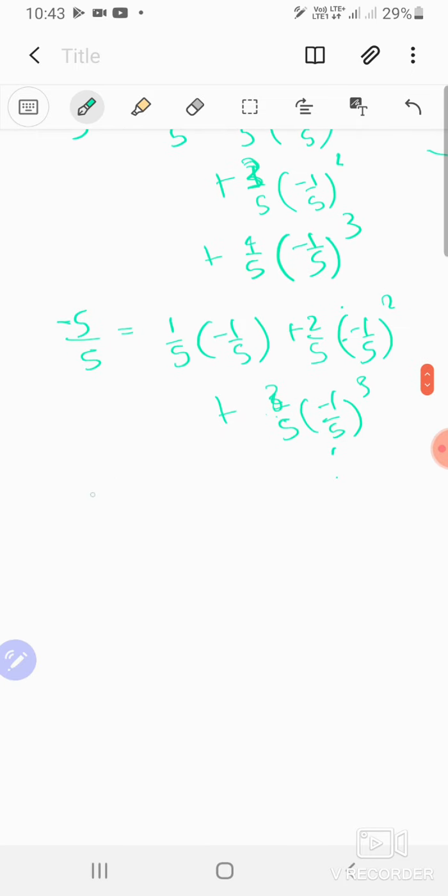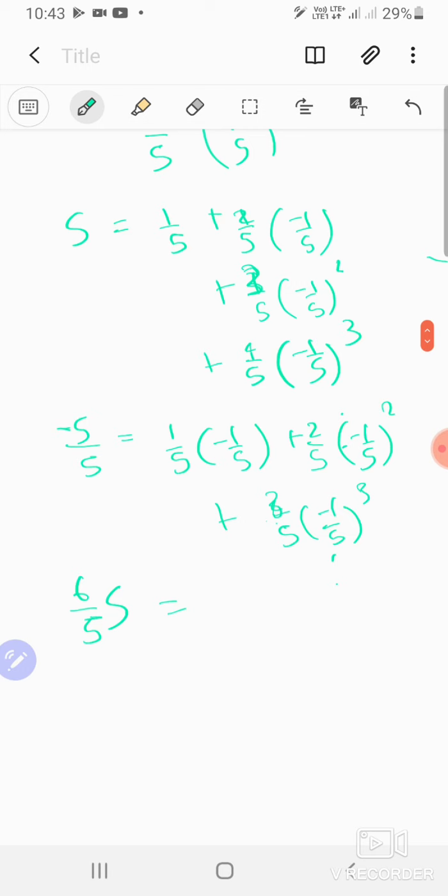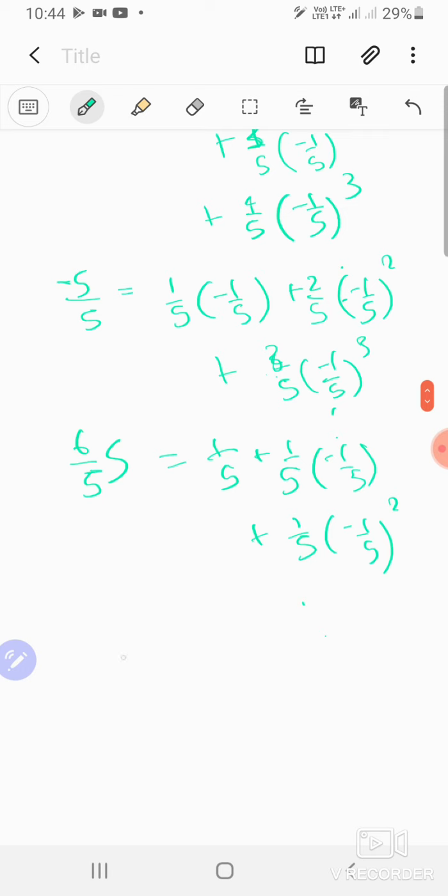Now if I subtract this, I will get 6 by 5 of s, that is 1 by 5, and then 2 minus 1 is just 1, so you got 1 by 5 of negative 1 by 5, plus 3 minus 2, that will give me 1 by 5 of negative 1 by 5 squared, and it keeps going like that. So this is the same as saying 6s is equal to 1 plus negative 1 by 5 plus negative 1 by 5 squared, keeps going like that.